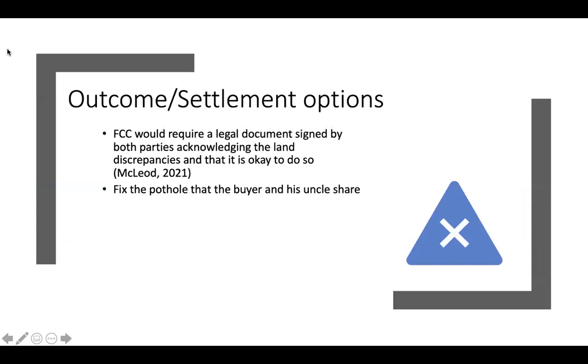How could this dispute have been avoided? FCC would require a legal document signed by both parties acknowledging the land discrepancies and that it is okay to do so. FCC will want to ensure all due diligence is taken to ensure security is in place and also fix a pothole that the buyer and his uncle share.